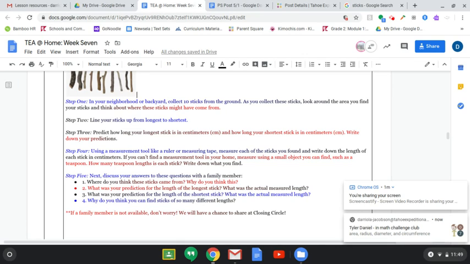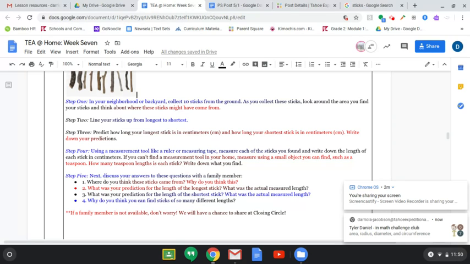Step two, on the ground in front of you, or if it's cold outside or for whatever reason you want to go inside, that's fine. You can bring the 10 inside. If it were me, I would keep them outside. I want you to line your sticks up from longest to shortest, and make some measurement comparisons there.